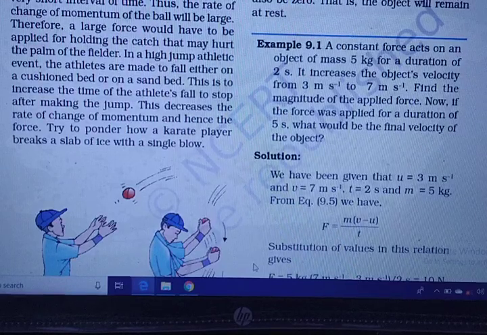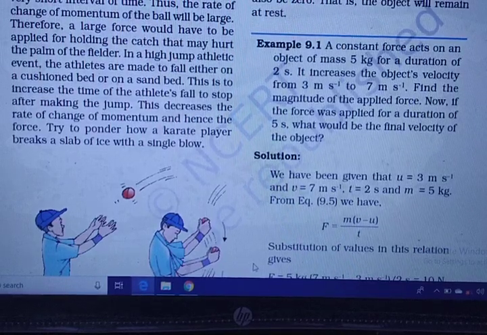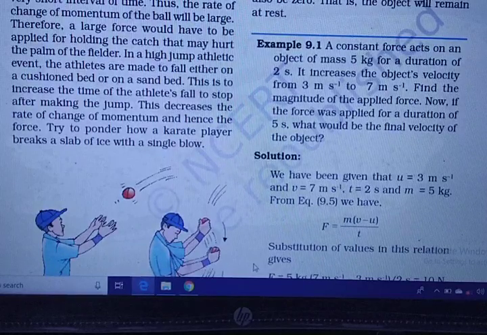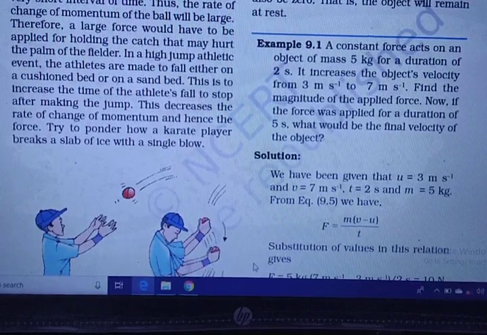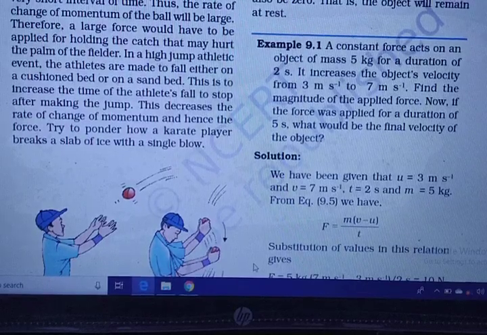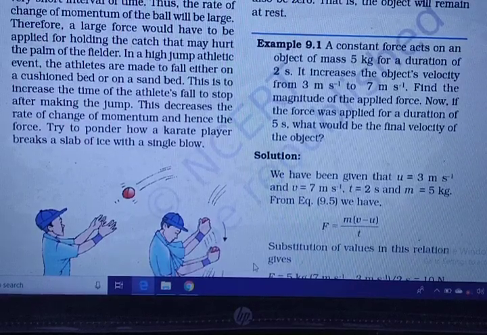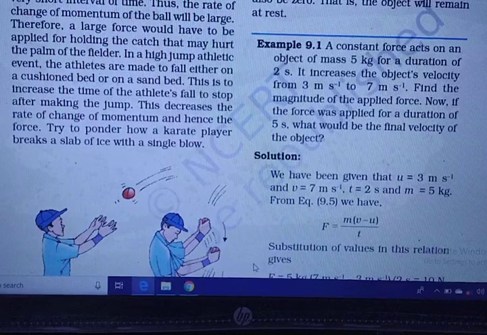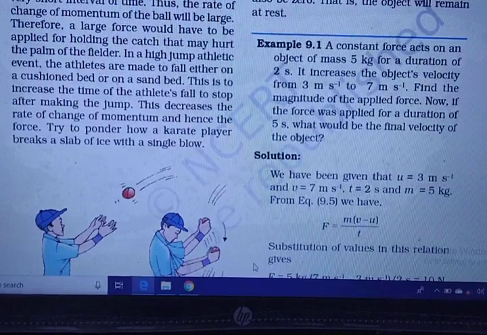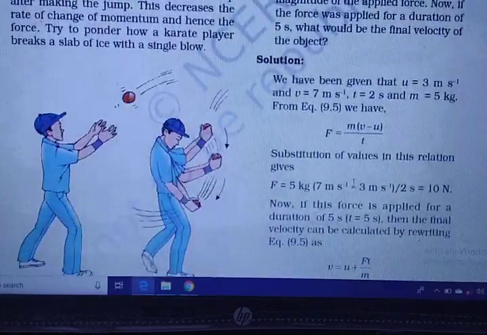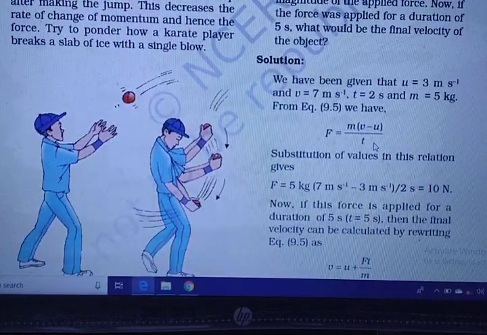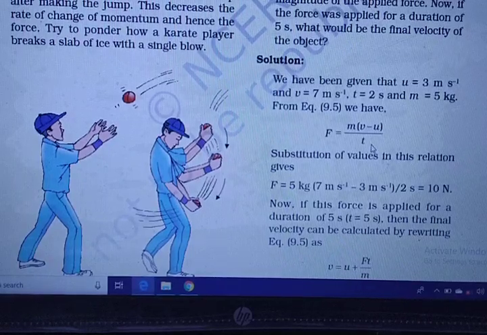So t is equal to 2 seconds. Now it increases the object's velocity from 3 meter per second to 7 meter per second. U is equal to 3 meter per second and V is equal to 7 meter per second. So we have four things: U, V, T and M, right? As you know very well, I had already explained the equation. Here you can see force is equal to mass into acceleration, and the acceleration formula is (V minus U) upon T, right? So F is equal to m into (V minus U) upon T.